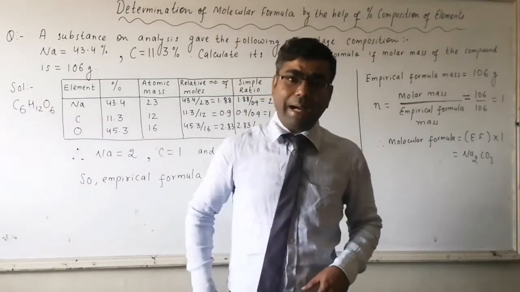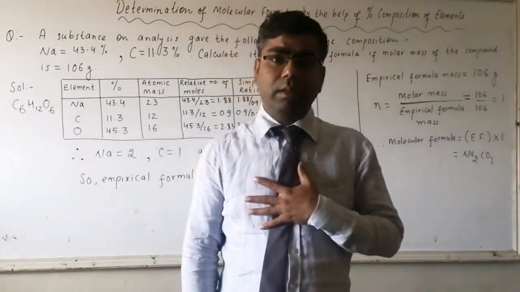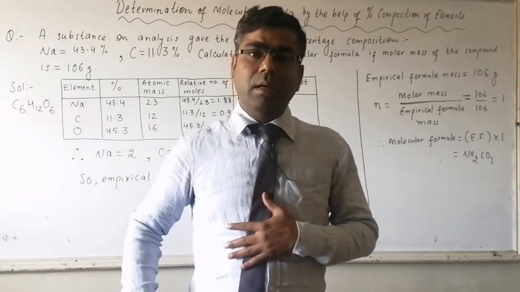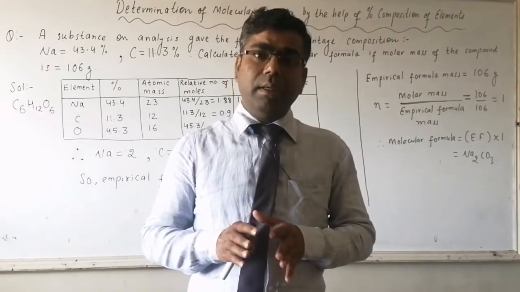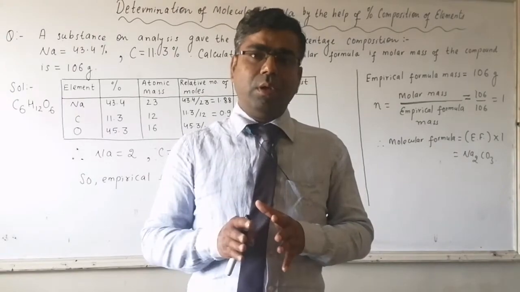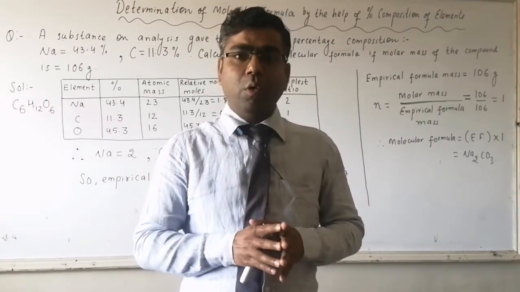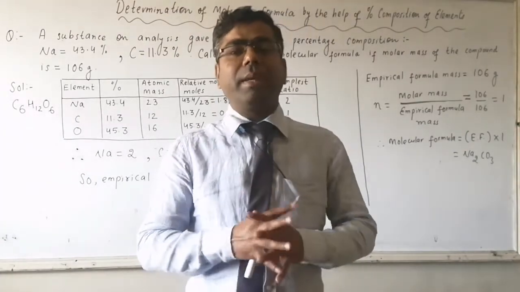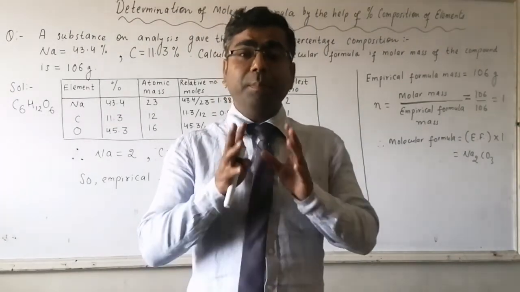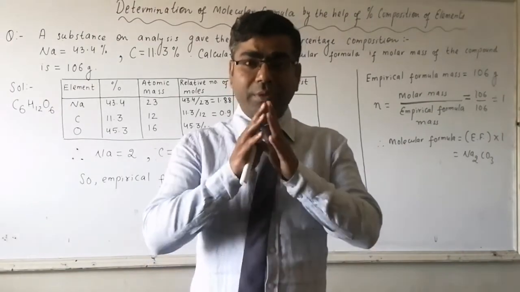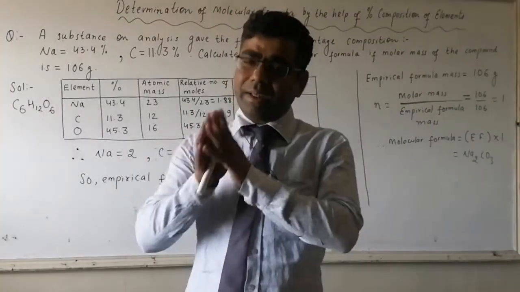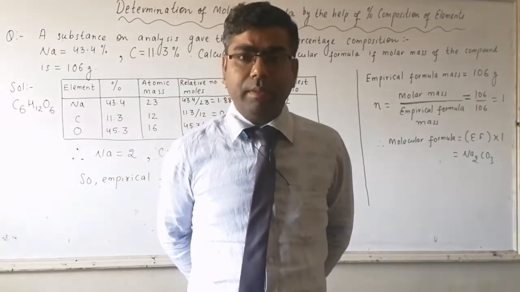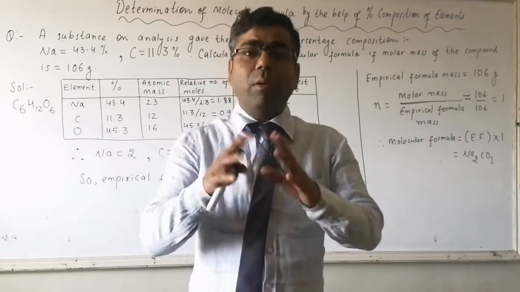Now, what do we mean by empirical formula? The formula which tells us about the simplest whole number ratio of the elements present in the given compound is called empirical formula. The simplest whole number ratio of the atoms present in the molecule of that compound is called the empirical formula of the compound. Means, what is their combination ratio?